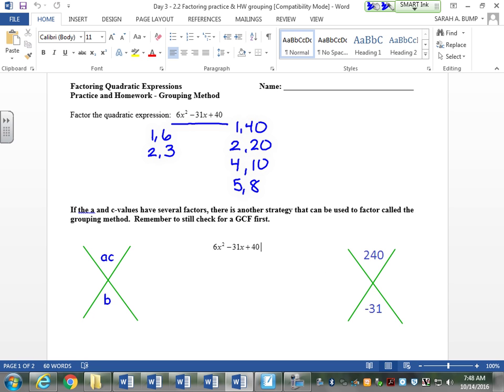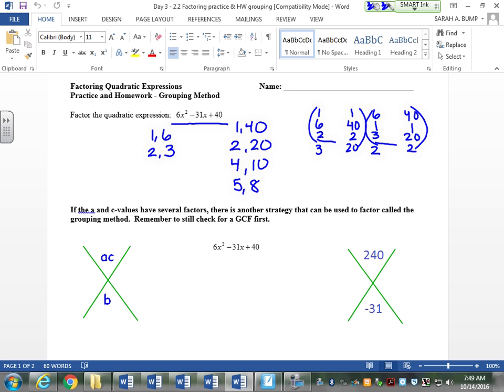So when you would attempt to guess and check this problem, there's a lot of different combinations that could occur. For example, you could have 1 and 6 in the first spot, or you could have 6 and 1. You could have 2 and 3. You could have 3 and 2. So those are all options for the first location. And then in the second term of each binomial factors, you could have 1 and 40. You could have 40 and 1. You could have 2 and 20, 20 and 2, etc. 4 and 10, 10 and 4, 5 and 8, or 8 and 5.